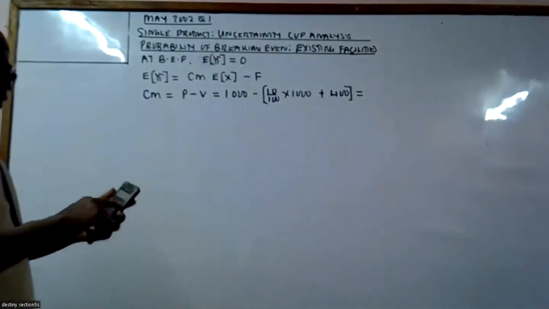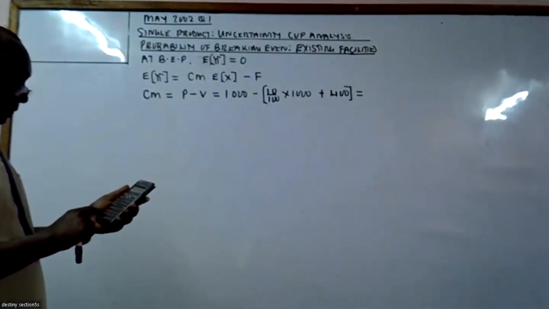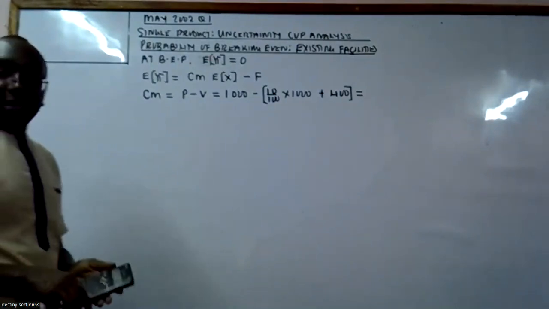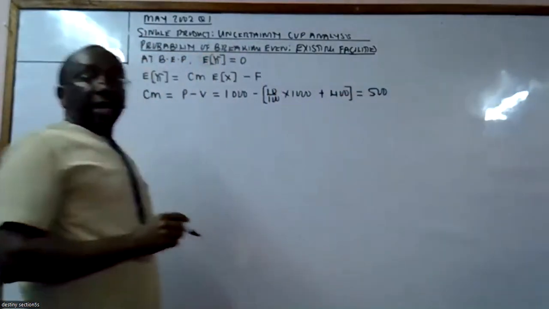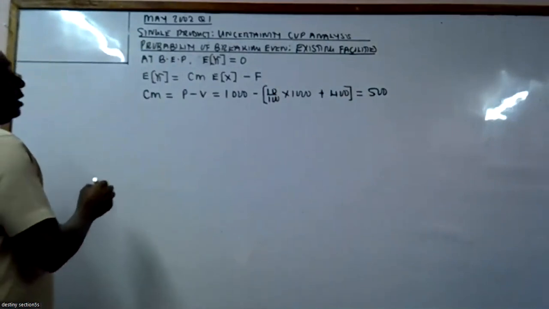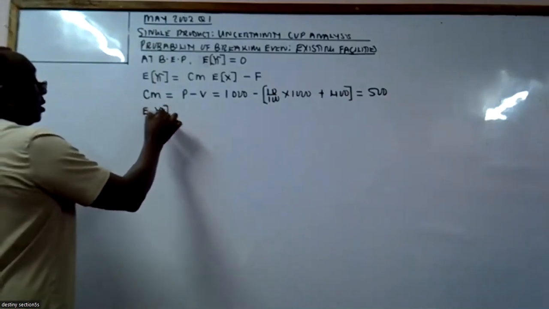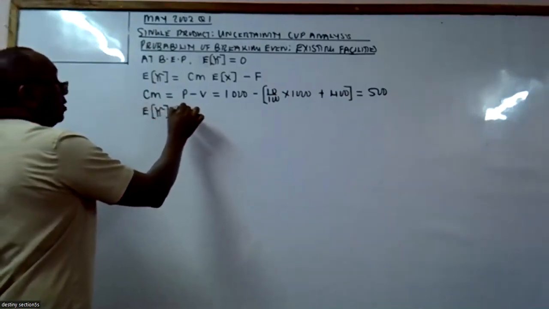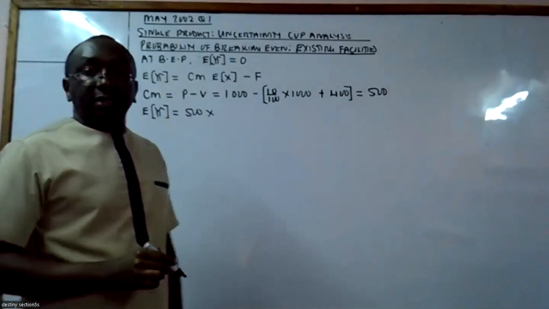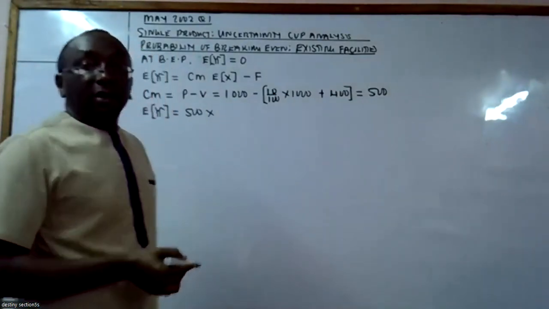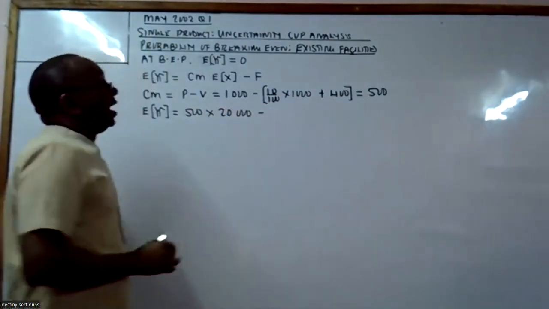Okay, so this is supposed to be 1,000 minus 0.1 of 1,000 minus 400. That is giving me 500. So that is the contribution margin. So my expected profit will be 500 times the expected units. The expected units is the mean, the X bar, which is 20,000.